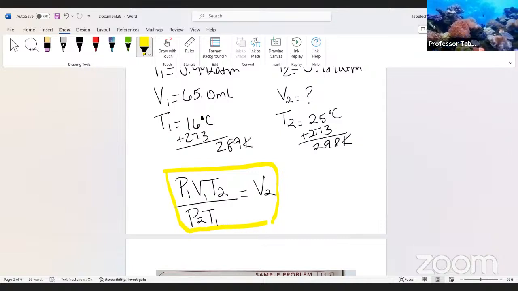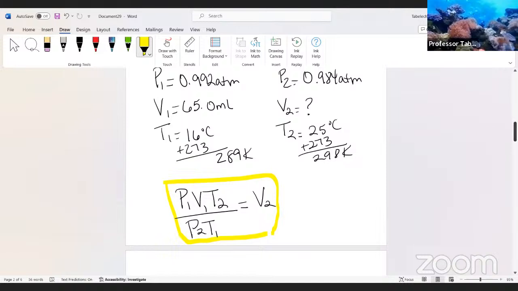Now, notice that your temperature increased. Now, if we remember Charles's law states that if the temperature increases, the volume will increase. If the temperature drops, the volume will also drop. So the thing is, though, you're using a combined gas law. So will that hold true here? We're going to find out.